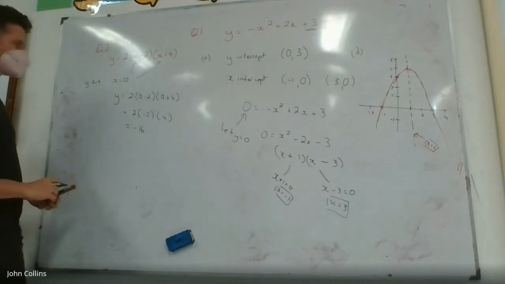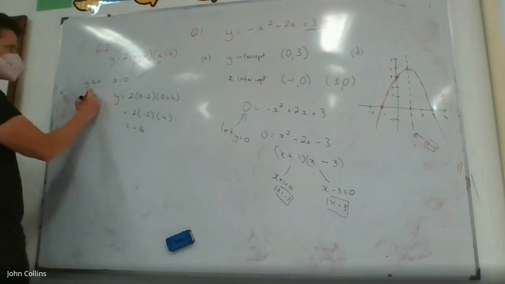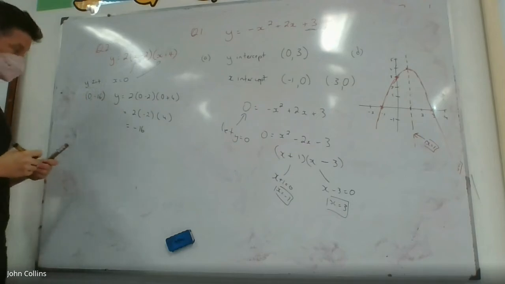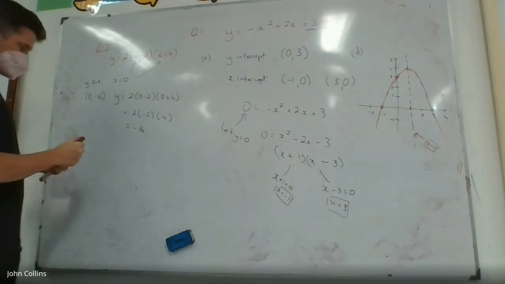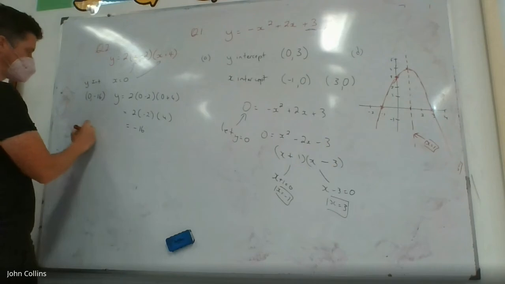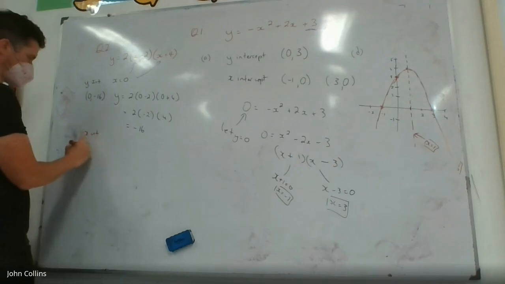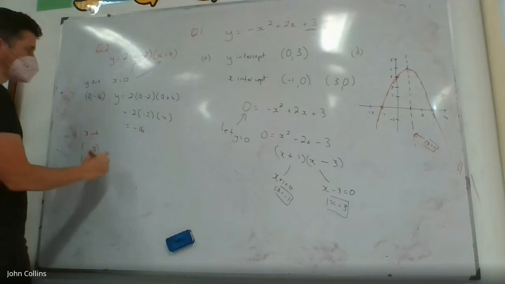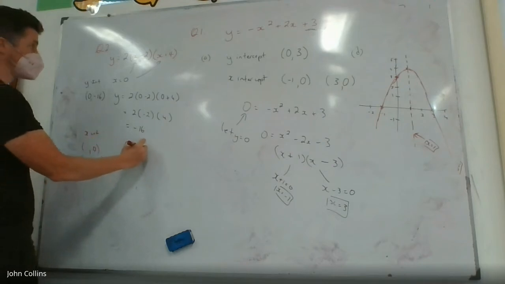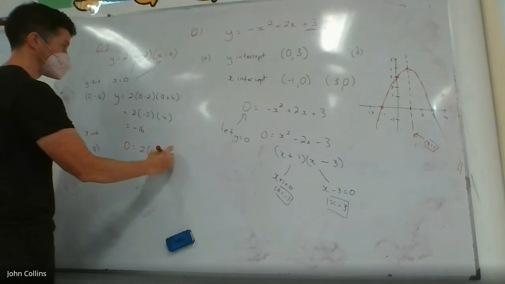Minus 16. So my y-intercept, I'll write it here, is 0 for x, minus 16 for y. My x-intercepts, there should be 2 of them. I already know the y parts are going to be 0. So I let y equal 0 when I solve, using what we know from the last unit.